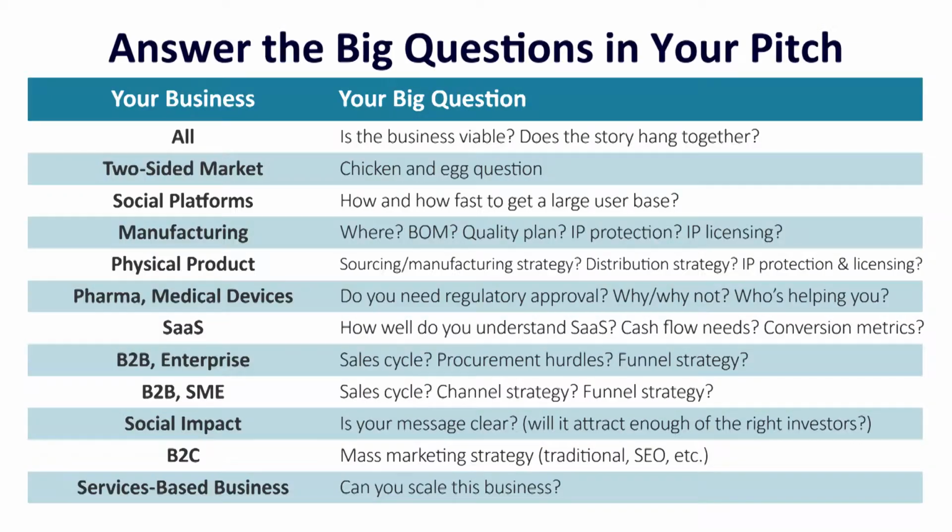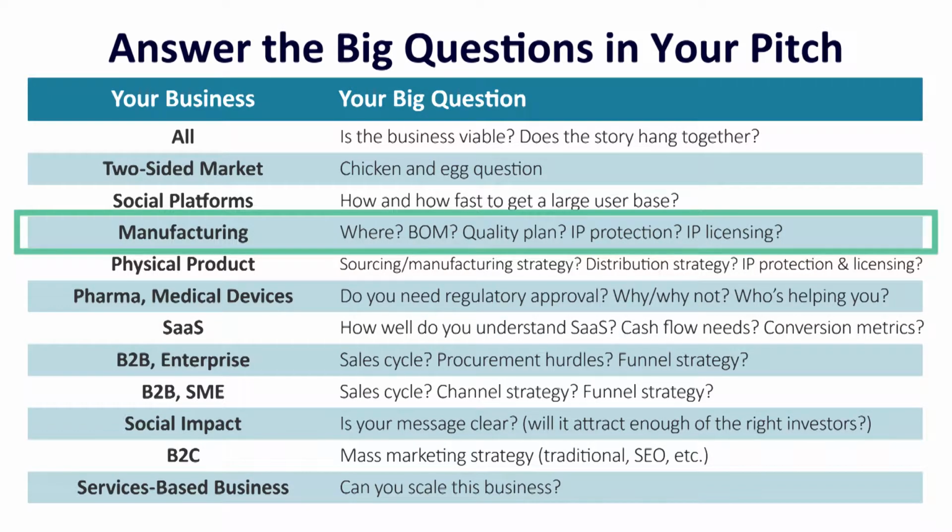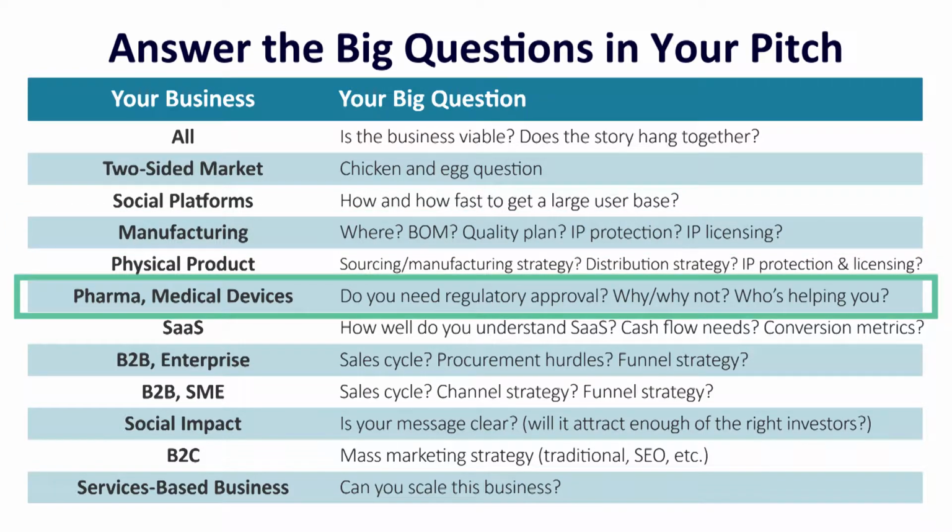If you have a manufacturing business and you're physically manufacturing a product, then you need to be able to talk about where are you manufacturing that product, how are you going to manage the quality, how are you protecting your IP, are there licensing deals that are associated with this, and your bill of materials for your product. If you're in the pharma space or medical device space, the question you have to answer is, do you need regulatory approval? If you think you do not need regulatory approval, then you need to be able to cite why you believe that. Who was the authority that you talked to and what's their experience in your space to be able to give you the comfort that you don't need regulatory approval.